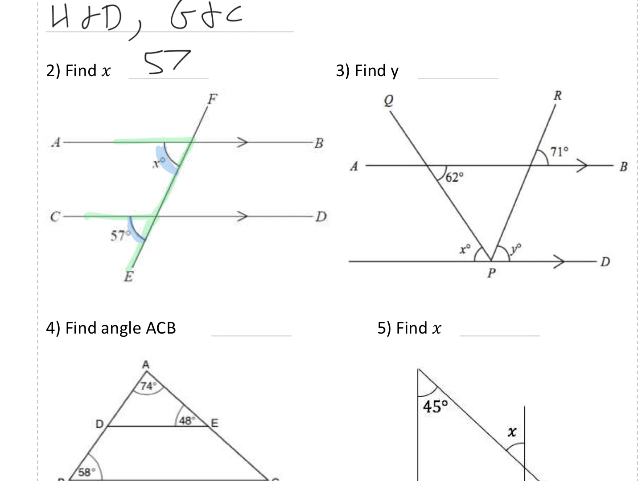For Y, we've got Y here. If we trace it out, and then trace out, you can see 71's up there. That's upside down F. So they are corresponding angles too. You could just get that 71, slide it down to here. It's the same size, they're both acute. So Y would be 71.